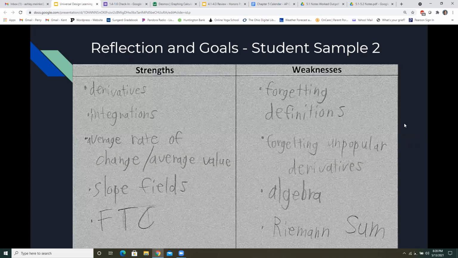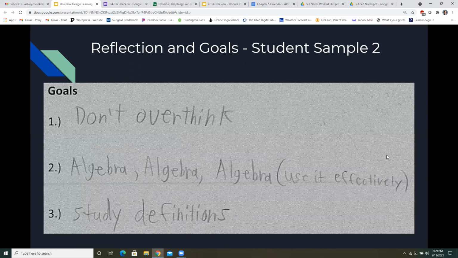And then this one's my favorite. As you know, in calculus, there's a lot of algebra mistakes to be made, unfortunately. And of course, those unpopular derivatives. So I love these succinct goals of this student. Don't overthink it. Algebra, algebra, algebra, and study the definitions.